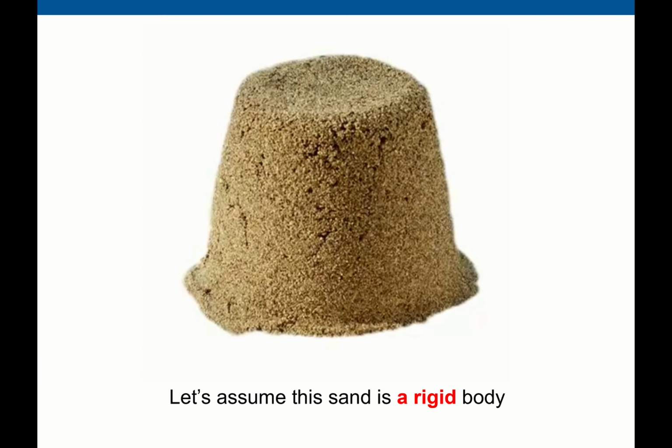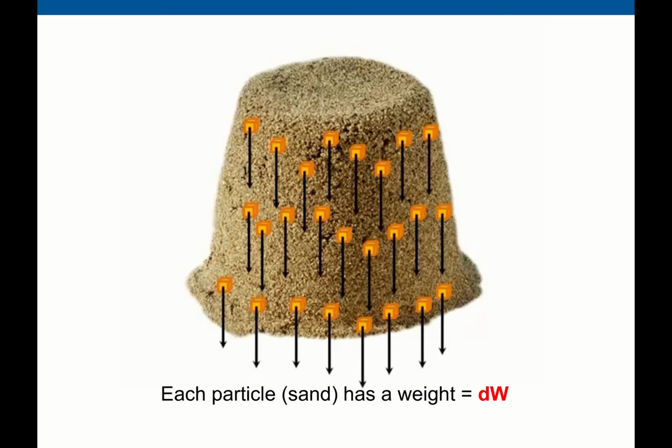So now let's explain how to find the center of gravity. Let's see, this is sand, and the sand has so many particles, small sand. There are thousands of sand grains that create this object. Let's call this a chunk of sand, and this is the rigid body. Let's assume each particle, that means each sand grain, has a weight. Obviously, this sand has a weight, this sand has a weight, there are so many weights.